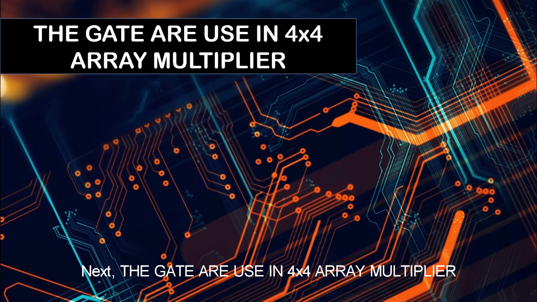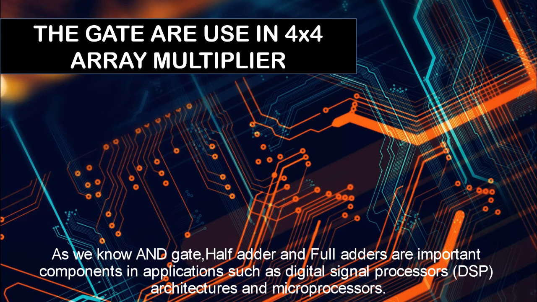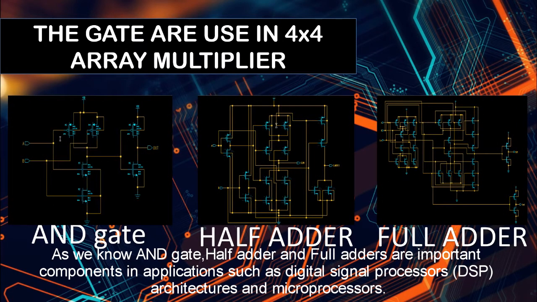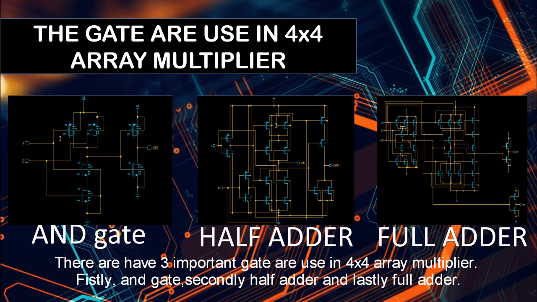Next, the gates are used in 4x4 array multiplier. As we know, AND gate, half adder and full adder are important components in applications such as digital signal processor architecture and microprocessor. There have three important gates are used in 4x4 array multiplier. Firstly, AND gate. Secondly, half adder, and lastly, full adder.